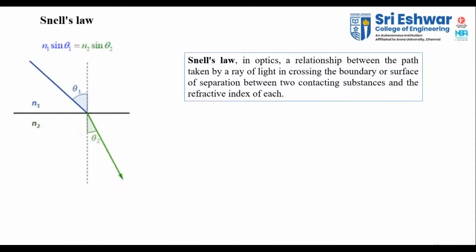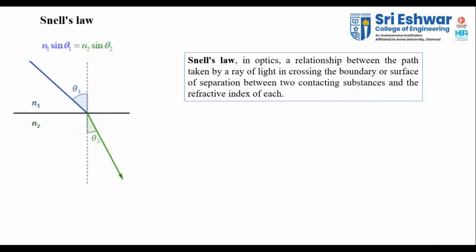Then the next one is Snell's law. Please go through the diagram. In the first one, the law of reflection, the angle of incidence is equal to the angle of reflection. Theta I is equal to theta R. In some textbooks, they use theta 1 and theta 2, both are the same. Theta 1 is equal to theta 2.